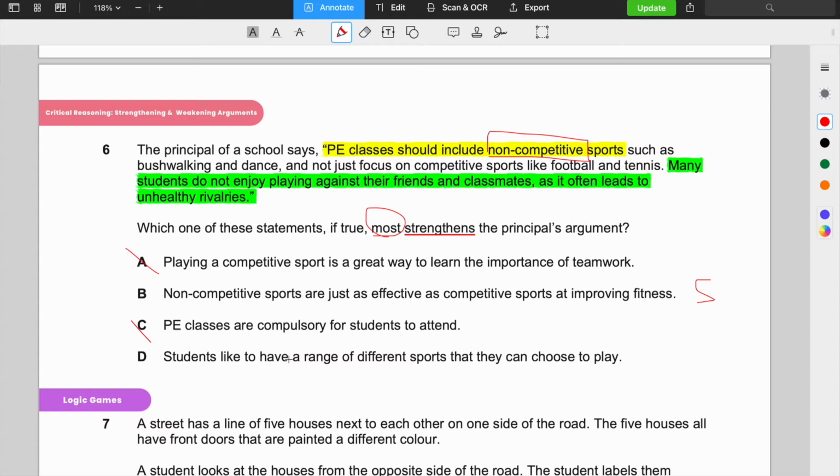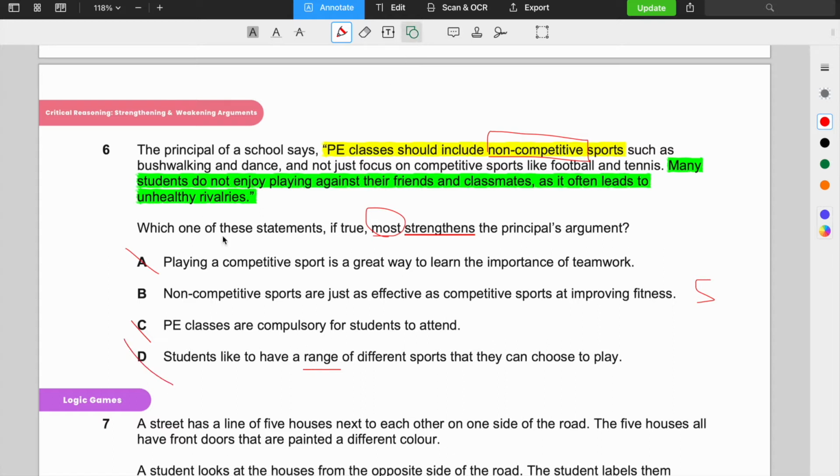D, students like to have a range of different sports that they can choose to play. Again, range is really vague. You might think range is saying, oh yeah, competitive and non-competitive, but not really. Range is really vague. What does range mean? Does it mean a range of competitive sports? It's still not specifically advocating for the necessity of including non-competitive sports, right? For example, the Olympic Games have a range of sports, but they're all competitive. Swimming and basketball and all that jazz, those are all competitive sports. You can have a range of competitive sports. We want to talk about why non-competitive sports should be included.